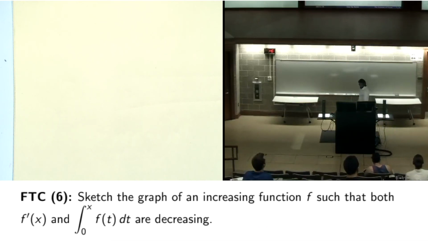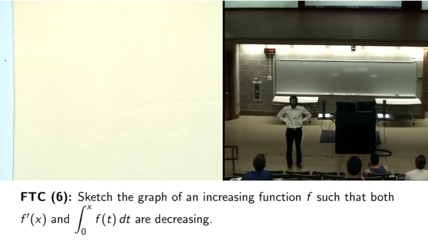One more question. I think you have this question in the homework, I will go to the last one, integration. Which one do you want me to do here? You can note question number 6 is interesting. Sketch the graph of an increasing function f such that both the derivative and its antiderivative are decreasing. Have any idea how you do that? This is a very conceptual question, I believe.